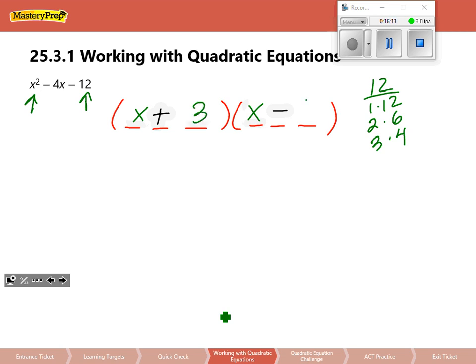We can try 3 and 4. And as we said a minute ago, x times x is still going to give me x squared. 3 times 4 is still going to give me negative 12. Those aren't going to change. But the middle one is what might.